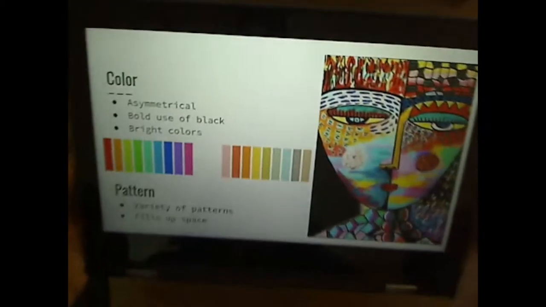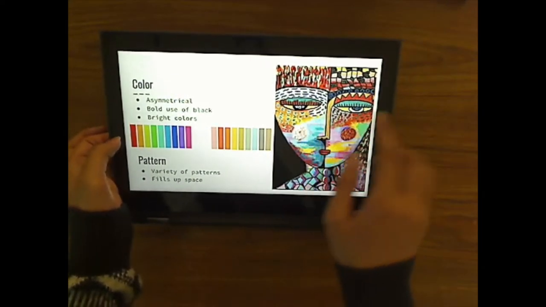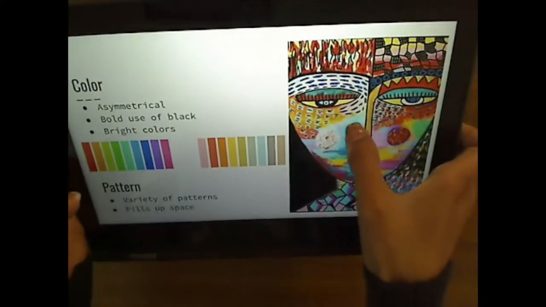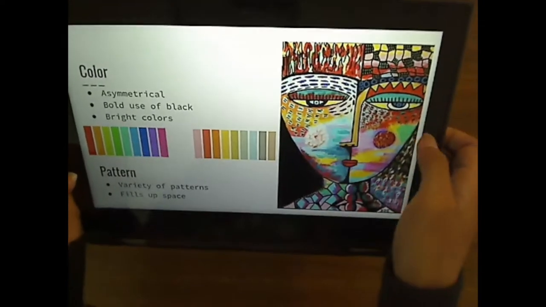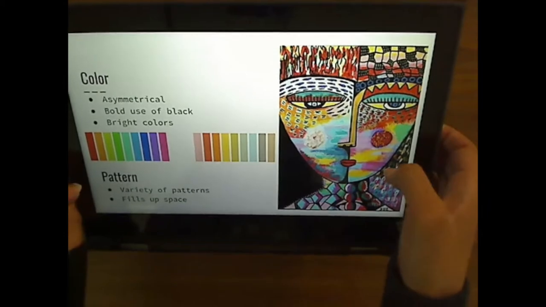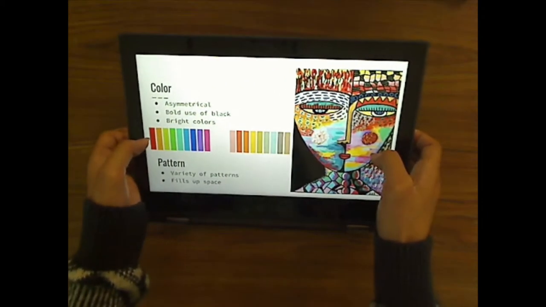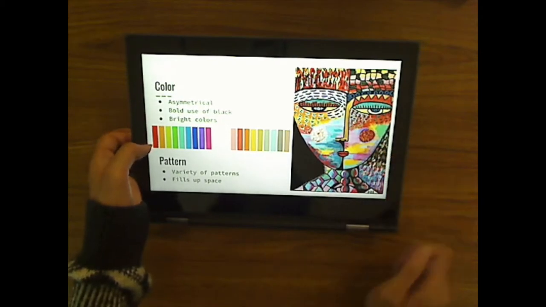Her use of color is also asymmetrical. That means different colors on each side of the face. For example, there's orange on this side, but there's red on the right side. There's blue on the left side. There's green on the right side. So that's asymmetrical, not the same use of colors on both sides of the face.